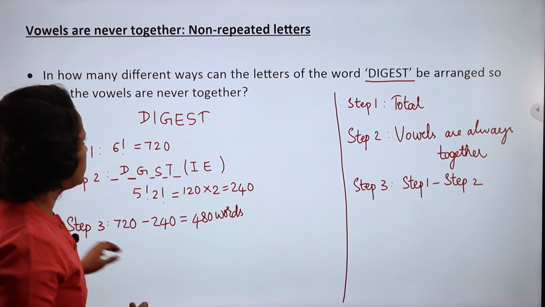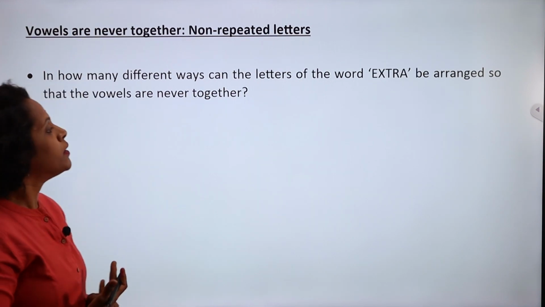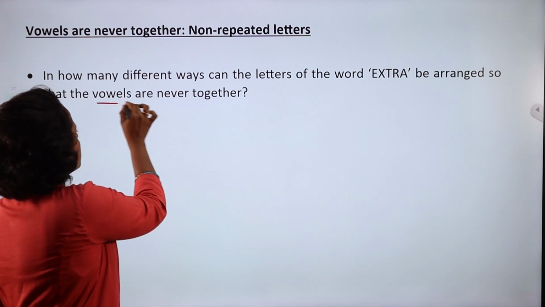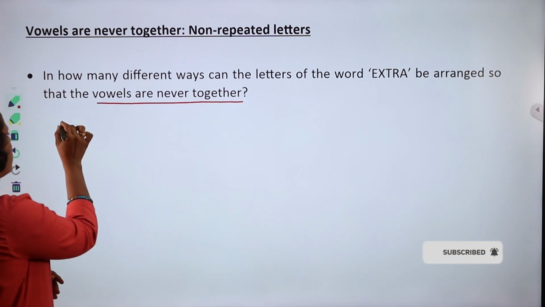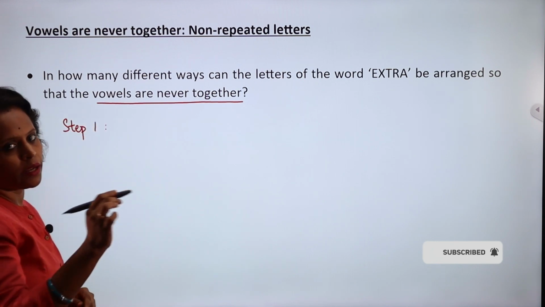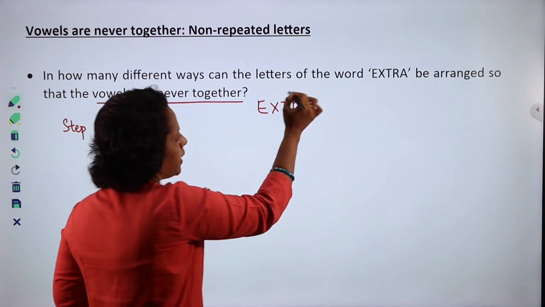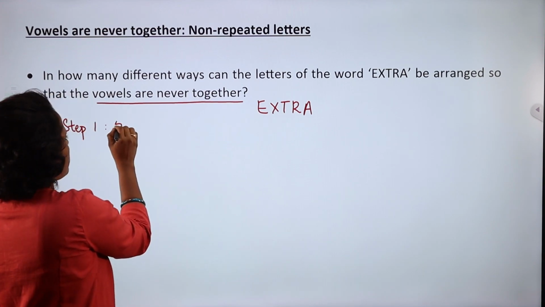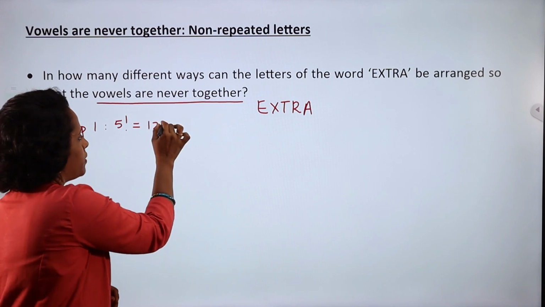Let's see the next question. In how many different ways can the letters of the word EXTRA be arranged so that the vowels are never together? The keywords here are vowels are never together. 3-step process, right? What is step 1? Total number of cases. Here our word is EXTRA. It is a 5-letter word and no letter is repeated. So 1, 2, 3, 4, 5 factorial. These are the total number of words that can be formed.